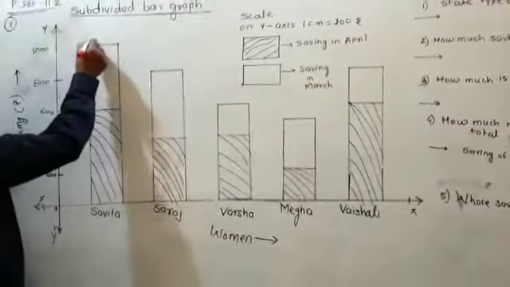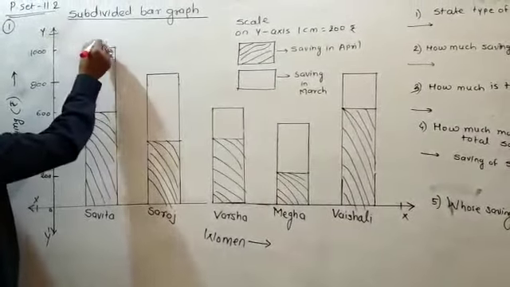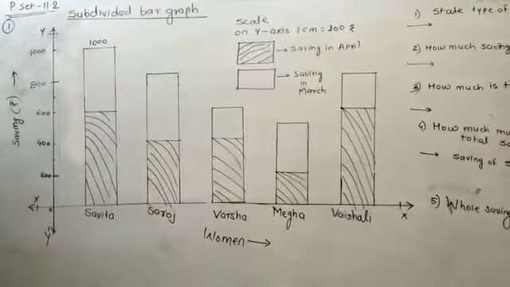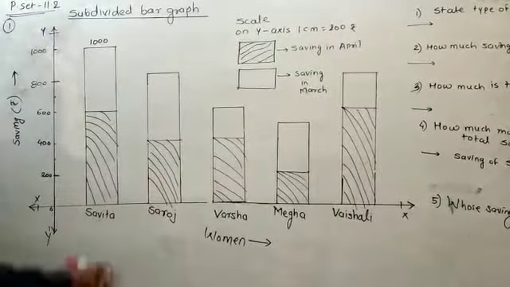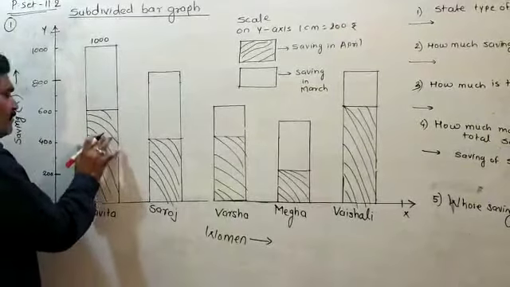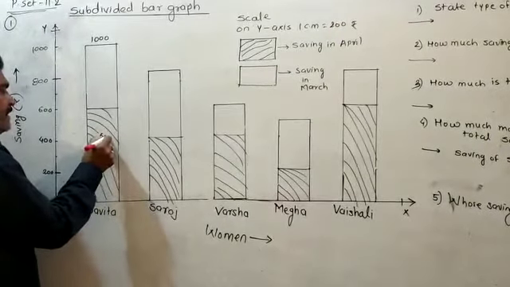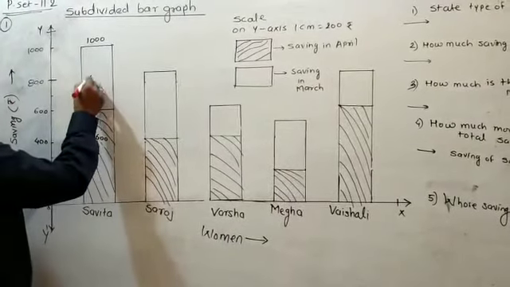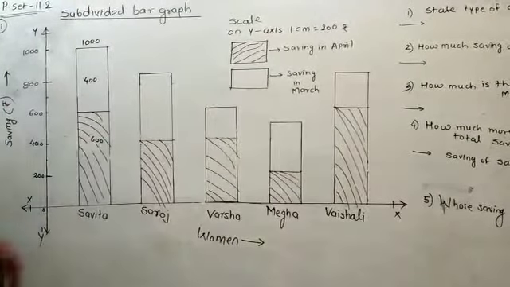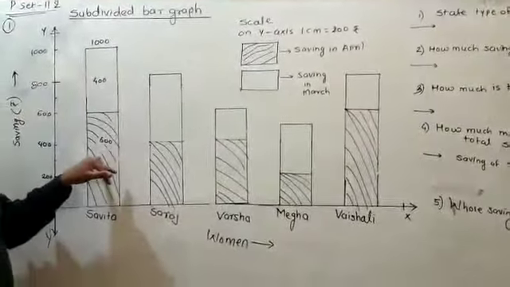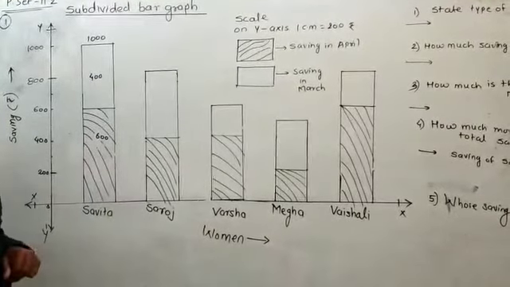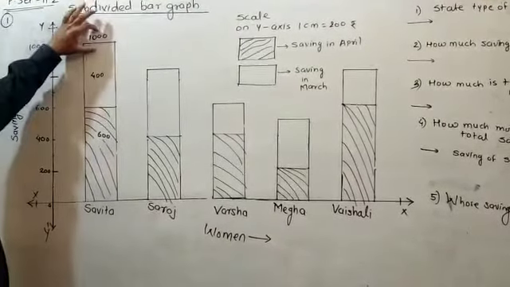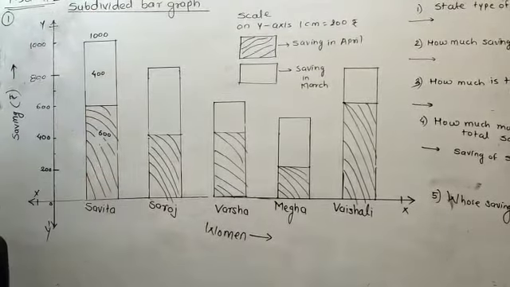Here, Savita saved 1,000 rupees in total. But in the month of April, she saved 600 rupees, and the remaining 1,000 minus 600 is equal to 400 rupees she saved in the month of March. So the total saving of Savita is 1,000 rupees.